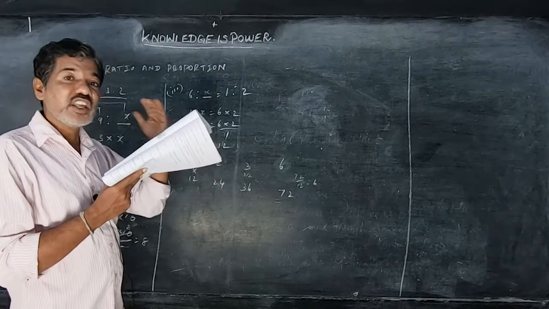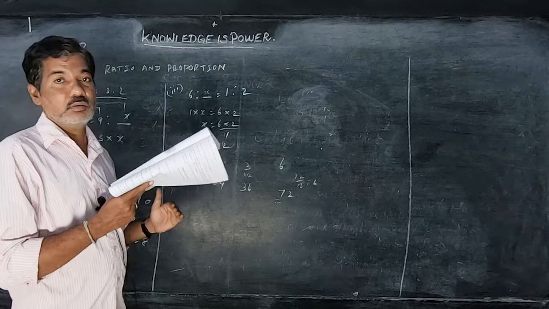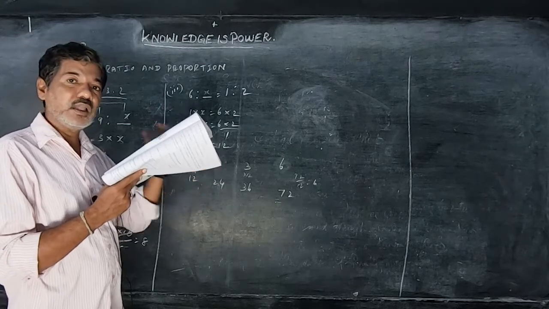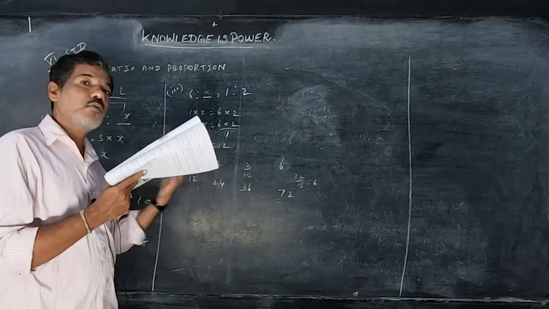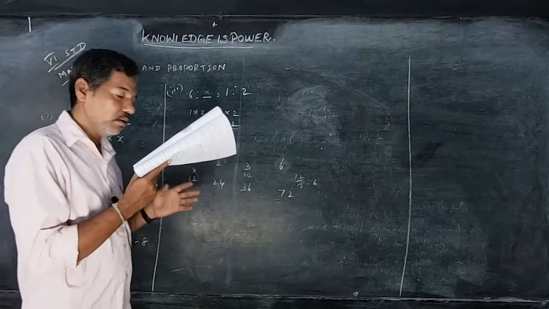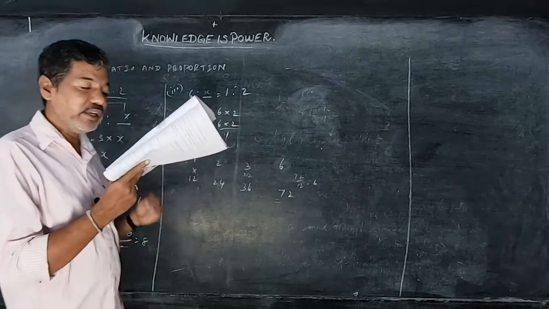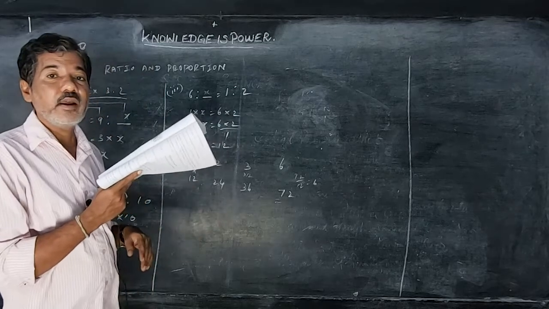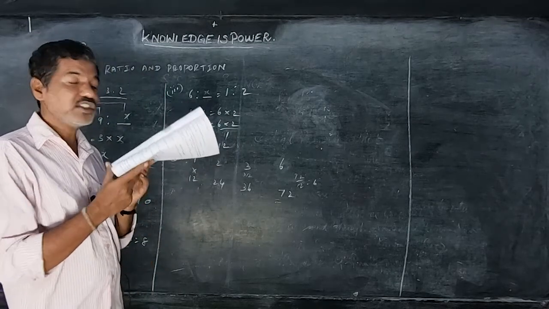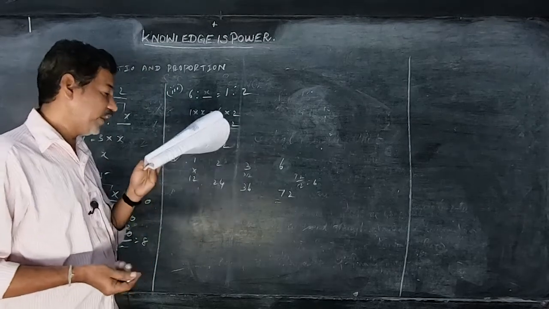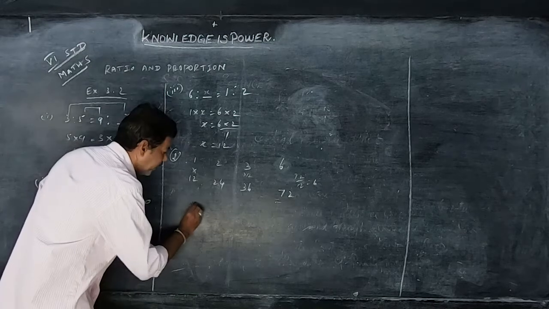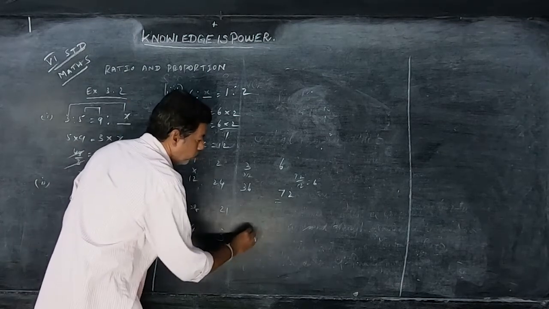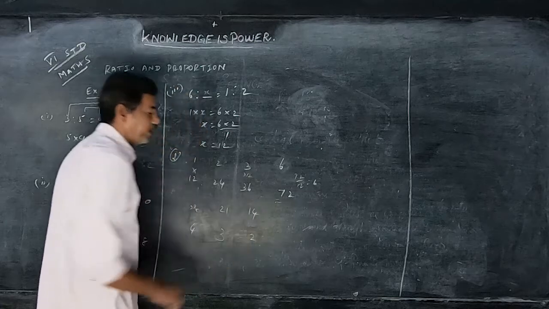28 ஐ 7 ஆல டிவைட் பண்ணா 4. அப்போ 21 ஐ 7 ஆல டிவைட் பண்ணா 3. So that is one way to find out. Okay, 4 7s are 28, 3 7s are 21. அப்போ 2 7s are என்ன? 14. So first question markல என்ன வரணும்? 14. So 28 4, 21 3, 2 into 7 will get 14.